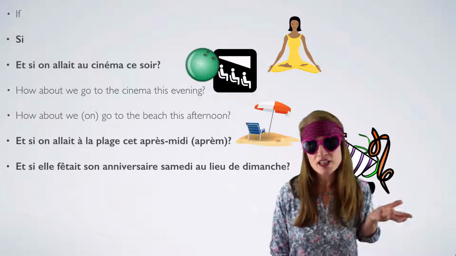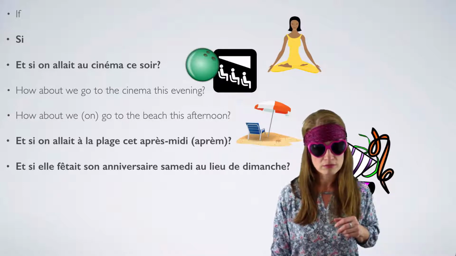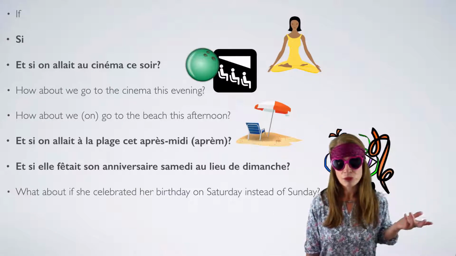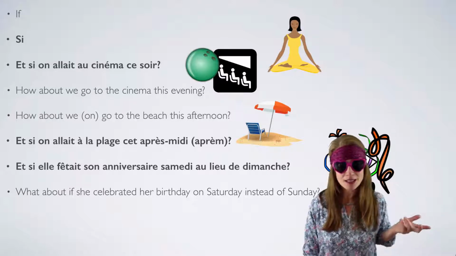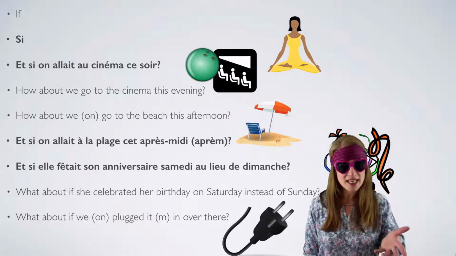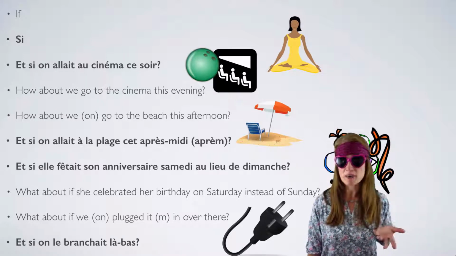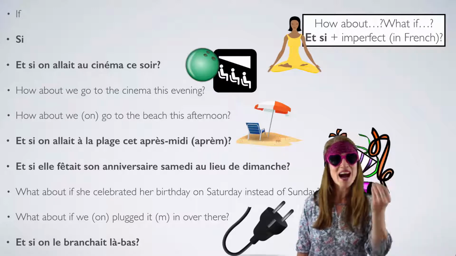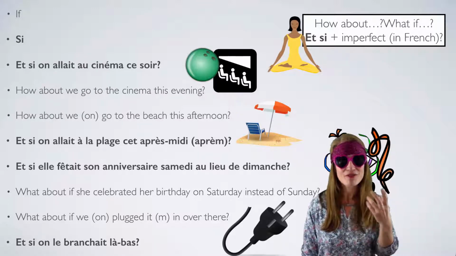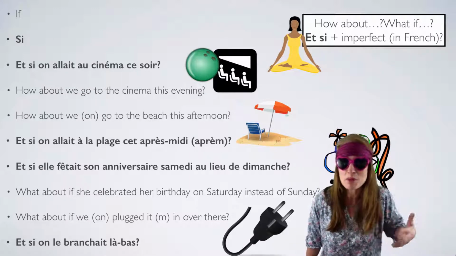Et si elle fêtait son anniversaire samedi au lieu de dimanche? What about if she celebrated her birthday on Saturday instead of Sunday? What about if we plugged it in over there, where your it is masculine, and we're going to use on for we: et si on le branchait là-bas? So how about, or what if, in French will be et si plus the imperfect. Et si, blah, blah, imperfect.